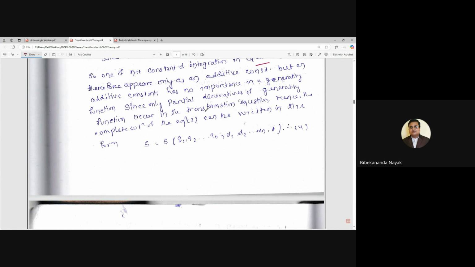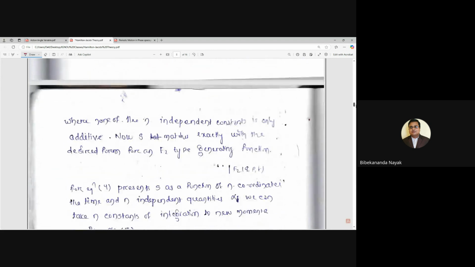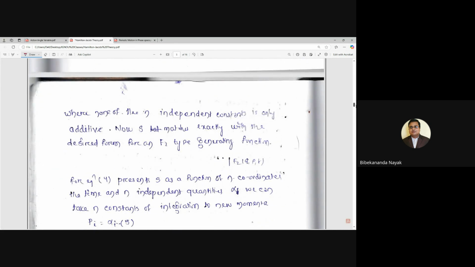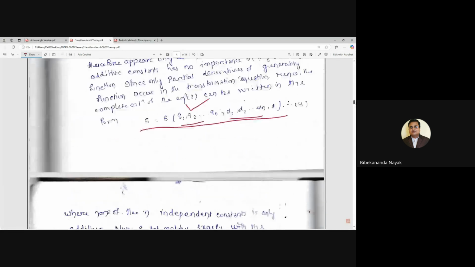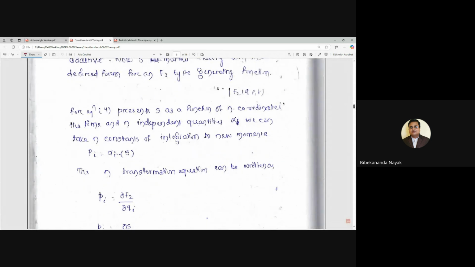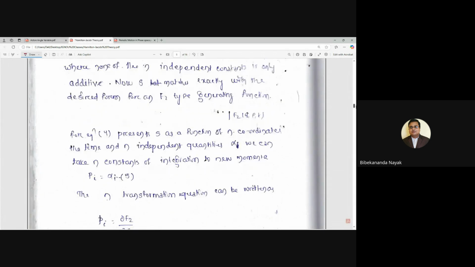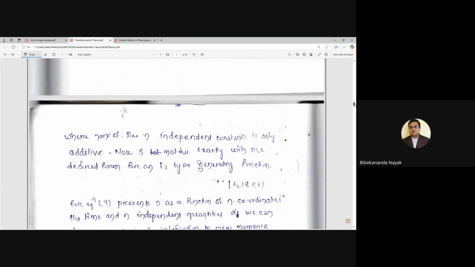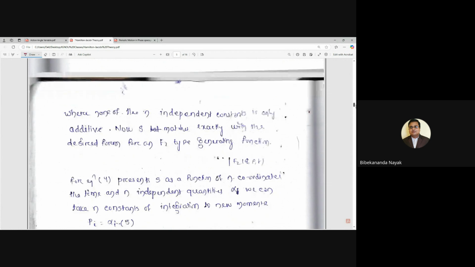So in the complete solution we neglect that additive constant alpha n plus 1. So S is basically a function of q1 to qn, alpha 1 to alpha n, and t. When none of the n independent constants is merely additive, S must exactly match the desired form of f2. So S is nothing but the desired form of f2. So this equation represents S as a function of n coordinates and time.